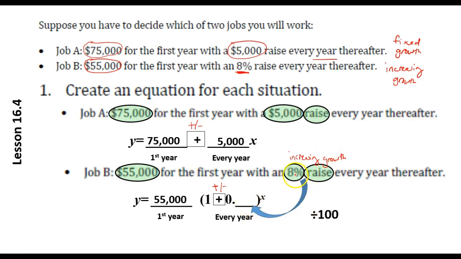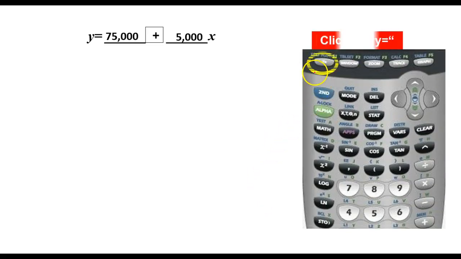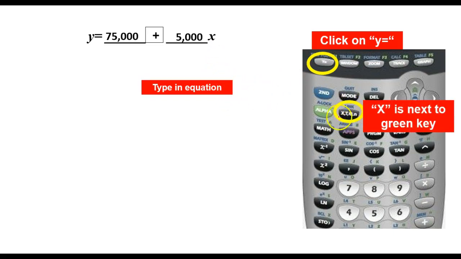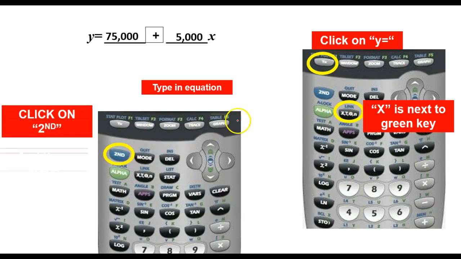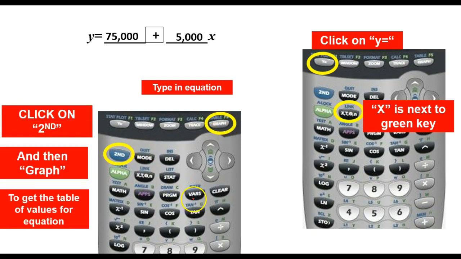One way we could do this is writing 8 divided by 100, so take some time to work that out. And I got this. Hopefully you got the same thing. Now we're ready to make our table of values. So again, just to review how we would use our graphing calculator, go ahead and press y equals. Go ahead and type in the equation, and then press X if you need to know where that is again. The next thing you'll do is press second table, and you should create a table of values for that equation.